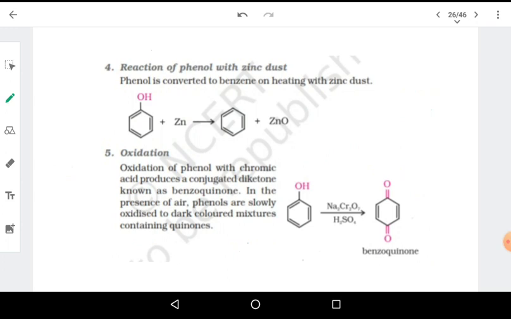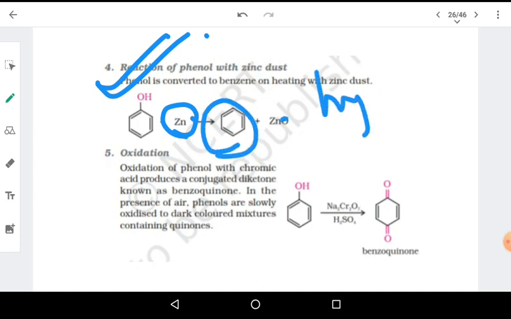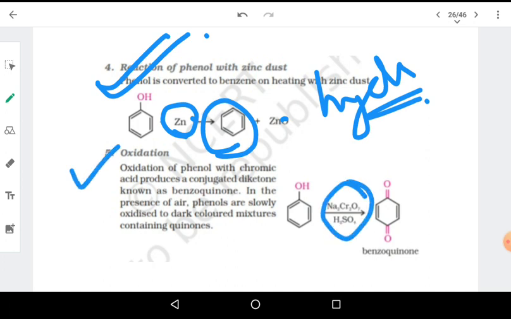Let us now talk about the oxidation. This we have already studied. Reaction with zinc dust. When we are treating phenol with zinc dust, we will be getting benzene. Already studied in hydrocarbons chapter. Now, what about oxidation? Oxidation of phenol is carried out by using Na2Cr2O7. So this is another oxidizing agent. Important. So this will give us benzoquinone.